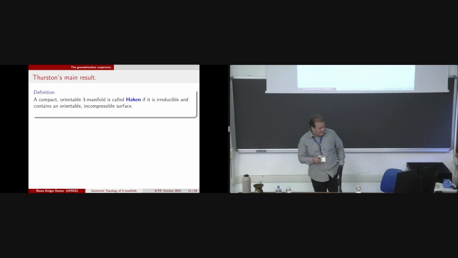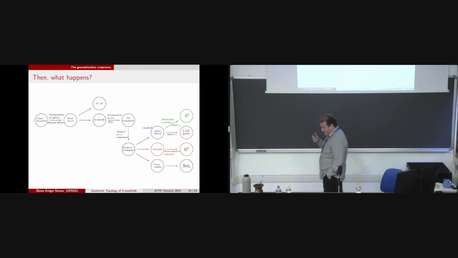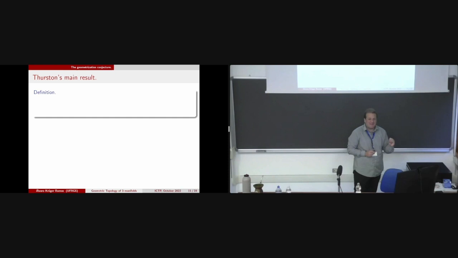Even conjecturing this and proving it at this point so far would be an amazing result. Even without proving elliptization and hyperbolization, Thurston's results got so far here, and only these two pieces were missing. But Thurston gave more. So let's talk about Thurston's main result. So far, we are not still in Thurston's main result.